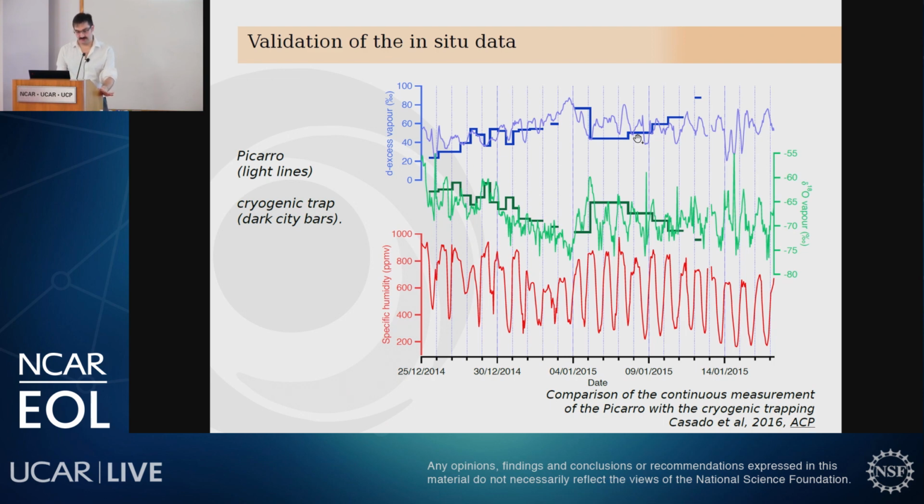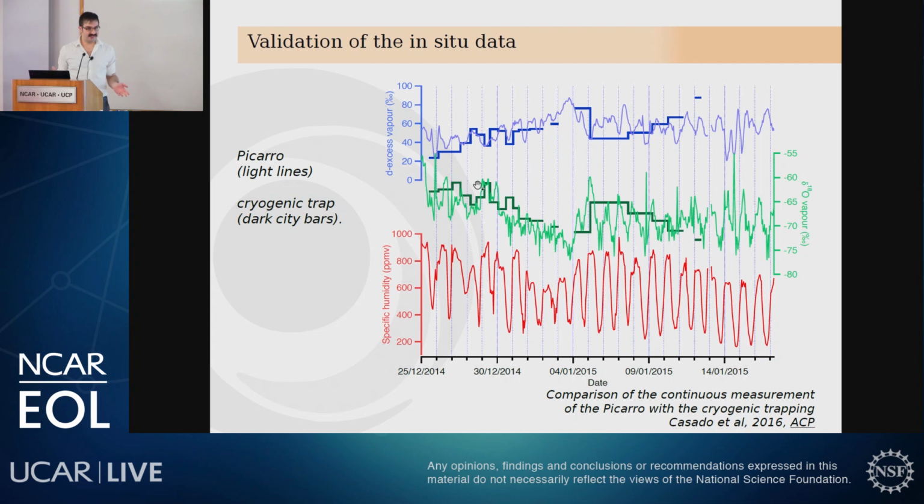And then if we look more in depth at the data, something very funny was happening during this campaign. Here you have a bit less than a month. For the first 10 days, we have a somewhat erratic humidity diurnal cycle, and we have absolutely no diurnal cycle in delta 18.